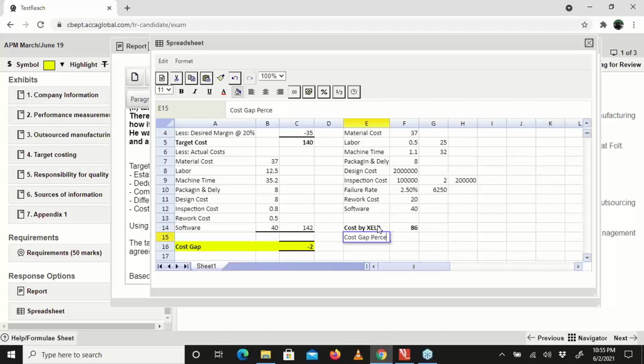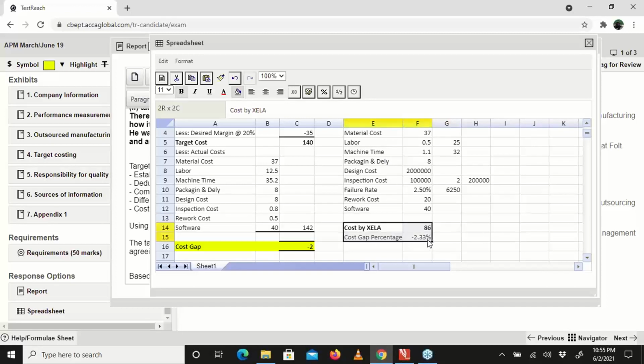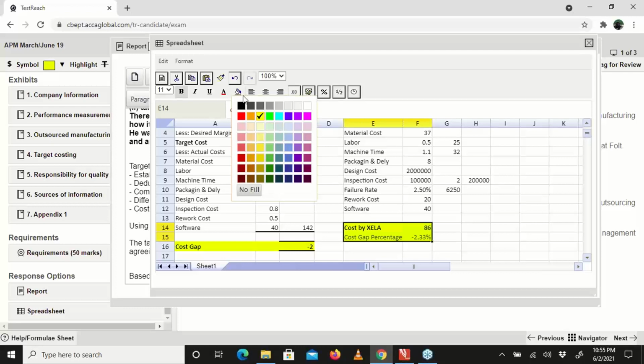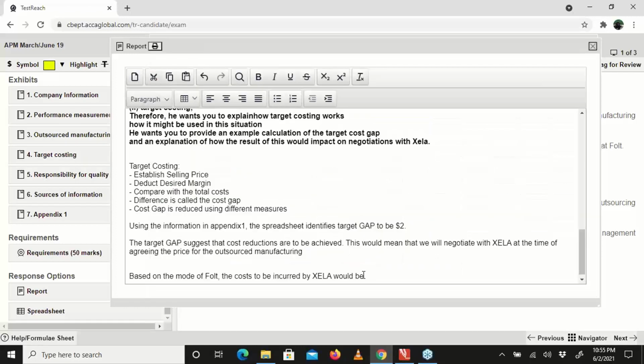Cost gap percentage is this divided by this: 2.33%. Now try to understand a few things, which is basically based on the mode of the fault. The cost to be incurred by Zila would be $86 per unit, approximately, and the cost gap is approximately 2.33% of the total cost.